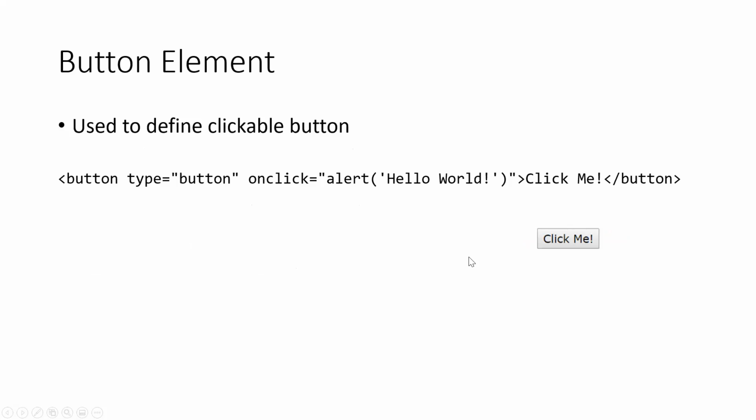Then we have the button element, a clickable button. So if you put button type button onclick, let's say you want to put a message, then you use alert. And whenever you click the button, you get this alert.